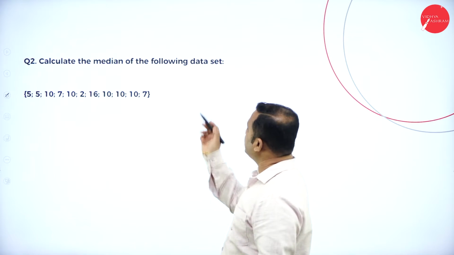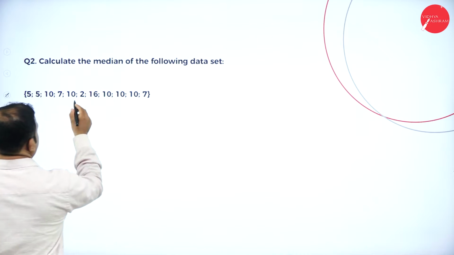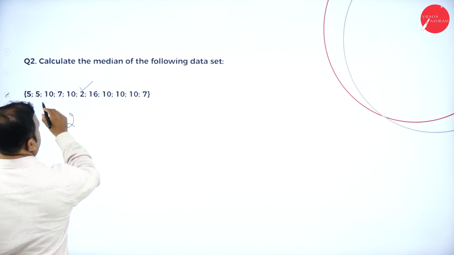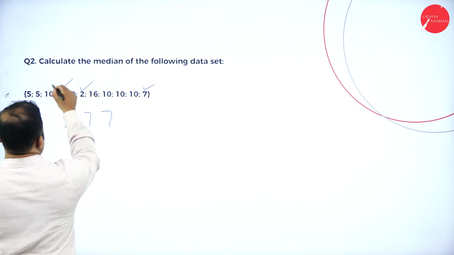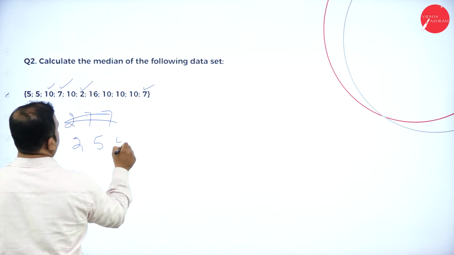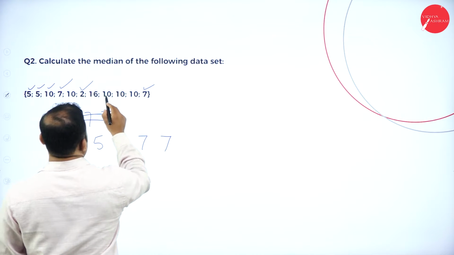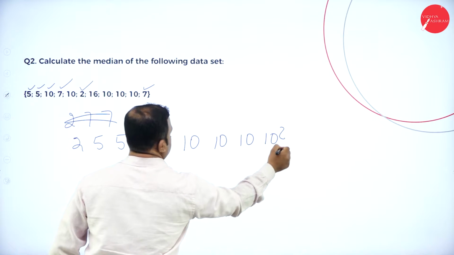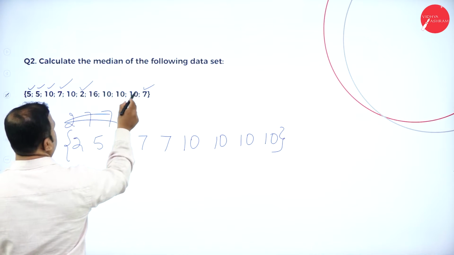Similarly, let me consider one more data set which includes these data items. Let me rearrange them in increasing order: 2, then 5, 5, 7, 7, then 10, 10, 10, 10, 4 times 10. Let me count the number of items in this list: 1, 2, 3, 4, 5, 6, 7, 8, 9, 10, 11 items.